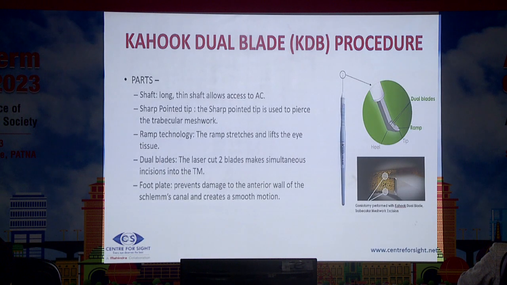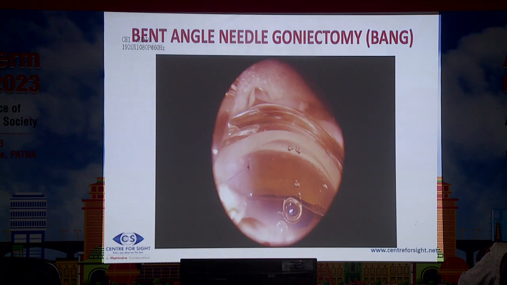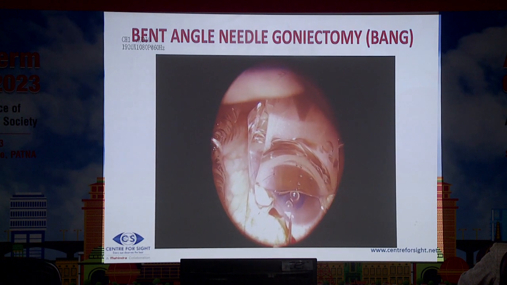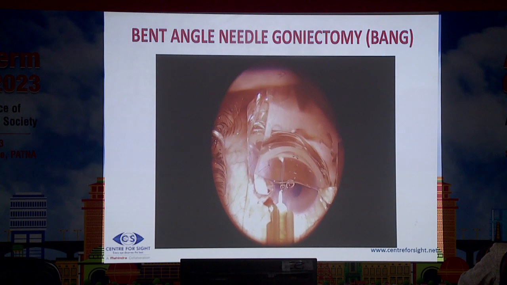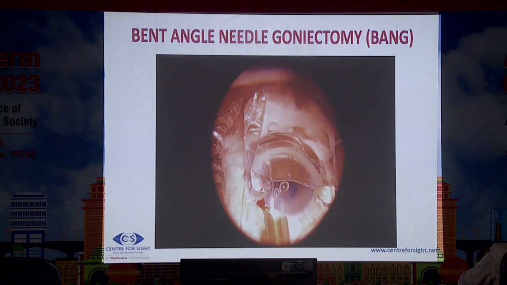Then there is KDB, where you excise the trabecular meshwork, and an Indian modification of that is bent angle needle goniectomy, or BANG surgery, where you take a 26 gauge needle and you excise the trabecular meshwork. Around 100 to 120 degrees of trabecular meshwork is excised.